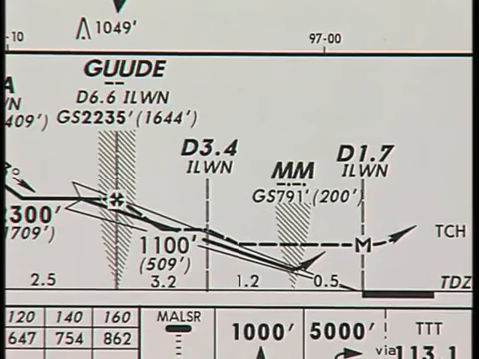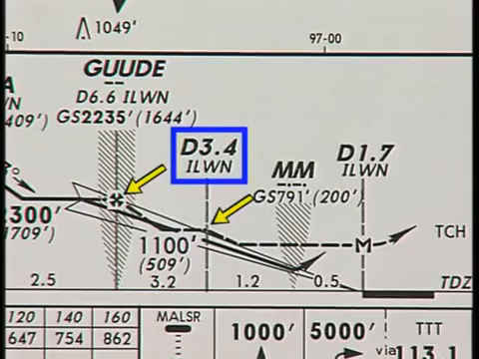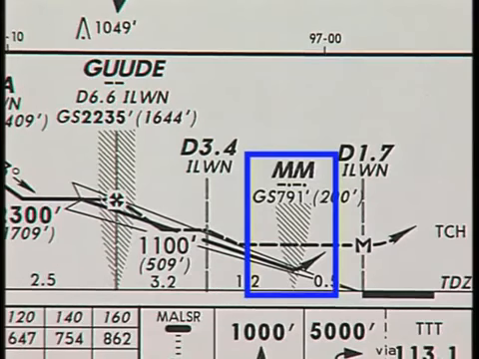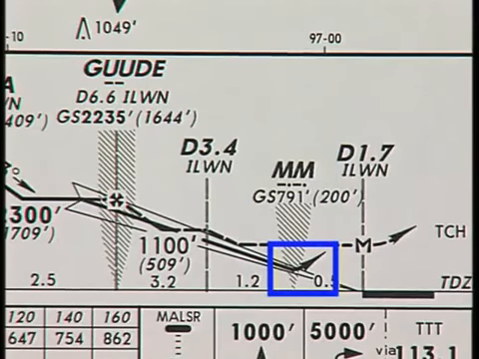Notice that this non-precision localizer-only approach includes various step-down fixes, such as a DME distance fix like D3.4, which are used to help you descend to a lower altitude and avoid obstacles along the approach path. The flight track continues to the point at which it turns sharply upward, ending with an arrowhead. This shows the beginning of the missed approach procedure. The missed approach point for a precision approach is based on reaching the decision altitude, DA. It is typically shown close to the middle marker where the solid line indicates climbing flight.